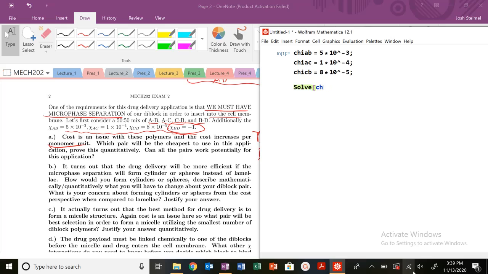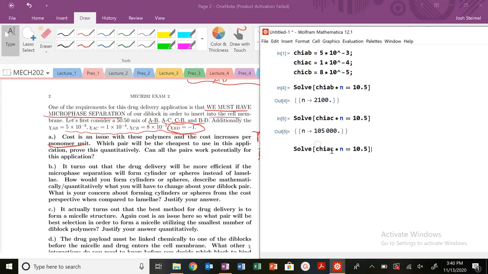Solve n chi, actually, chi AB times n, set it equal to 10.5. So this is 2100, and chi AC, and then finally, let's go through chi CB. So clearly AB, which has the largest chi parameter, the most positive value, is going to take 2,100 repeat units in order to phase separate.